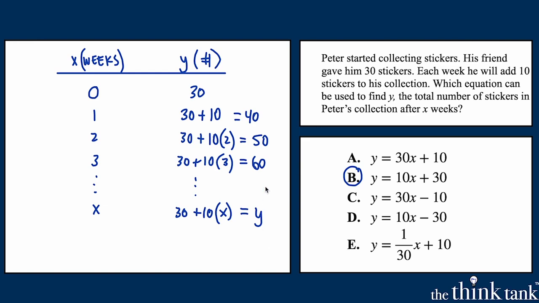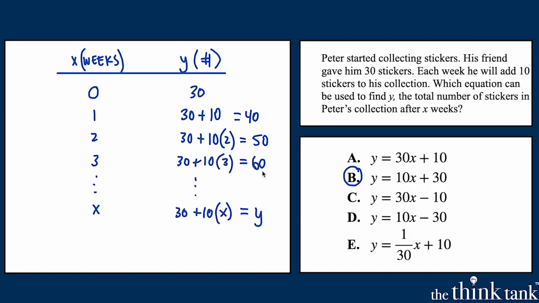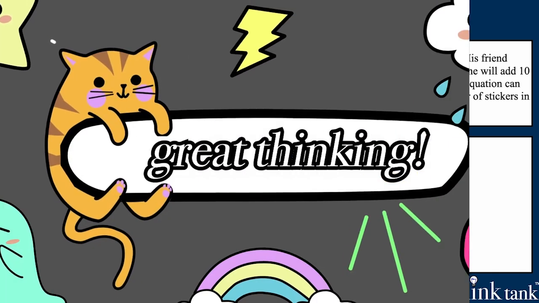And if you want to test one real quickly, let's say after 3 weeks, let's make sure this works out. If I plug 3 weeks into this, 10 times 3 is 30, plus 30 is 60. Well, that is the correct prediction of 60 stickers that we knew we could get just using the numbers themselves. So it really is B that's the correct answer. If you got that, great thinking.